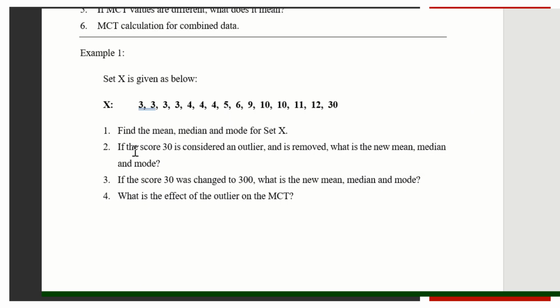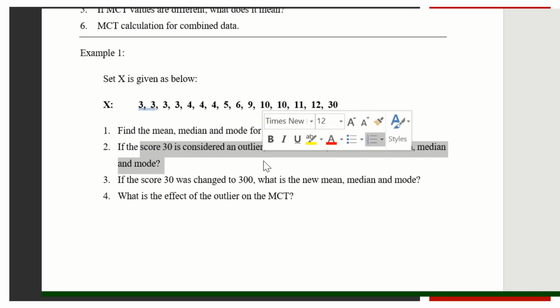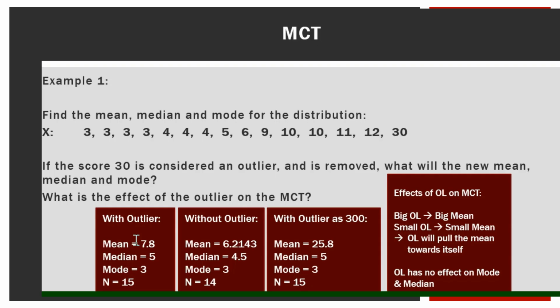Then part B tells you if 30 is considered an outlier and is removed, find the new values. So now you're going to find the new mean, mode, and median without the 30. The new mean should decrease because you're taking out a big value. Your median has changed not because of the outlier, but because the total number of data has changed. You understand? From 15 it became 14, so the position of the median has changed. Nothing to do with the outlier.